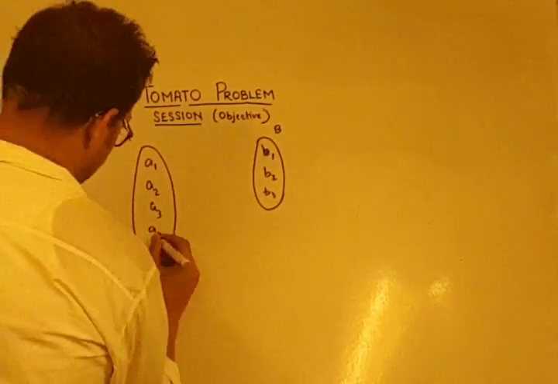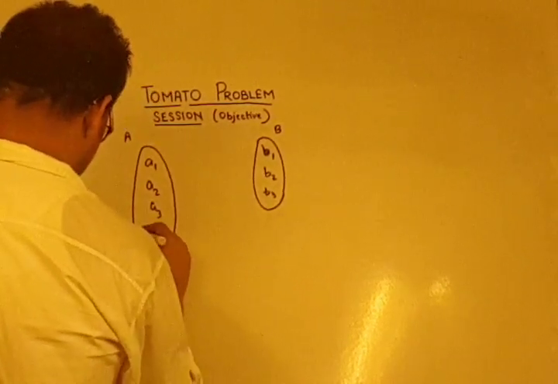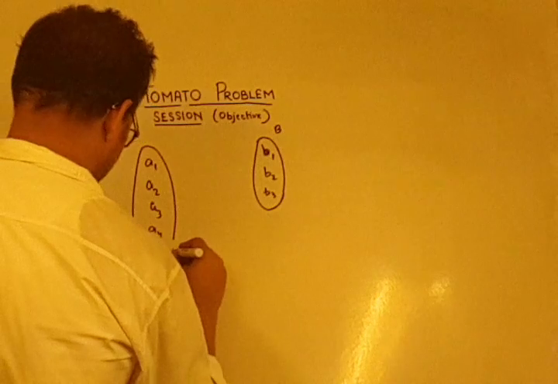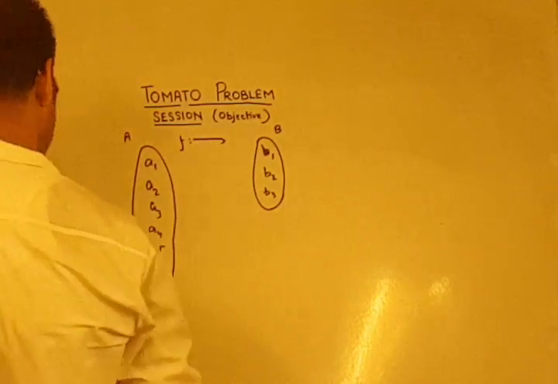A5, A6 and A7. So this becomes my set A, and I need to define a function from this set to this set.